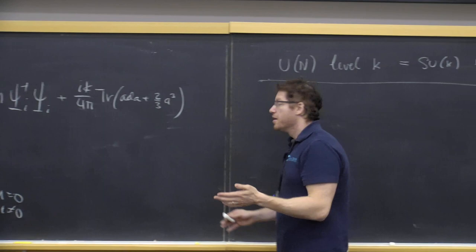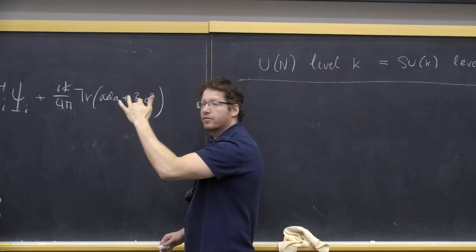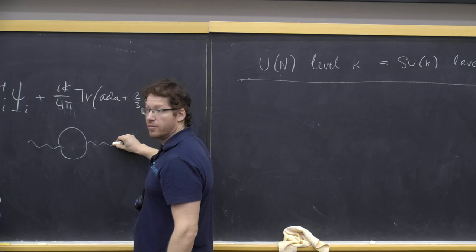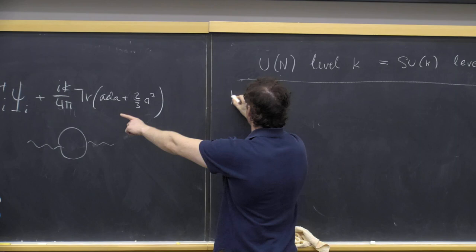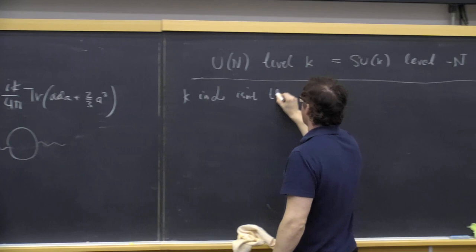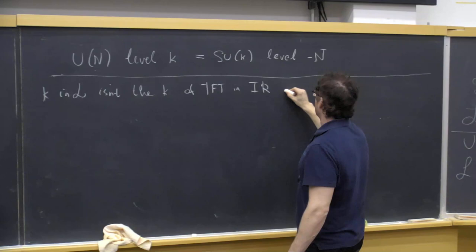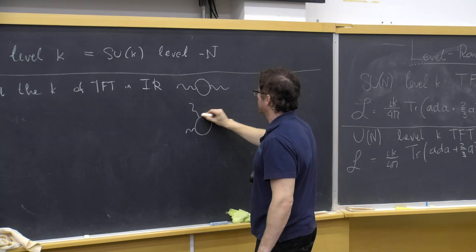So the k that you see here in the Lagrangian is not the k of the topological field theory in the deep infrared limit, because integrating out the fermions leads to a shift due to a one loop diagram. And this shift is one loop exact. So the k that appears in the Lagrangian is not the k of the actual topological field theory that you measure in the infrared, because of the one loop shift. And this one loop shift is exact.